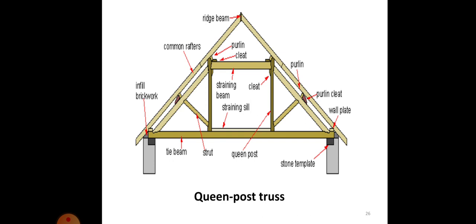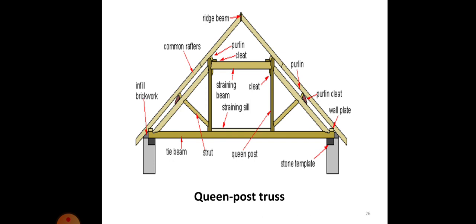Again here the inclined member, we call it the principal rafter. Here also you can see there are two struts provided, marked in the figure. These struts extend from the tie beam to the principal rafter. They are provided in order to prevent the bending of the principal rafter.